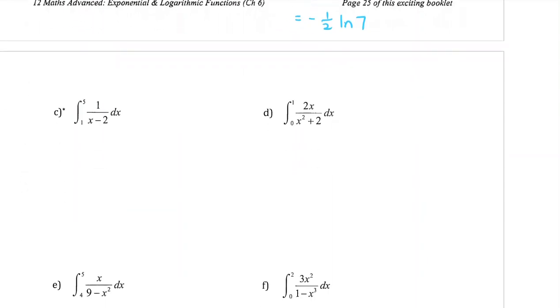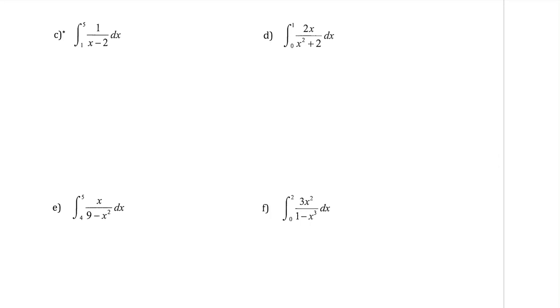Question C. Integrating. We need to make sure the derivative of whatever's on the bottom is on the top. What's the derivative of the bottom? 1 is on the top. It's already in the right form. Lovely, no fiddling needed. So I can integrate it straight away to be ln absolute value of x minus 2 between 5 and 1. Okay?